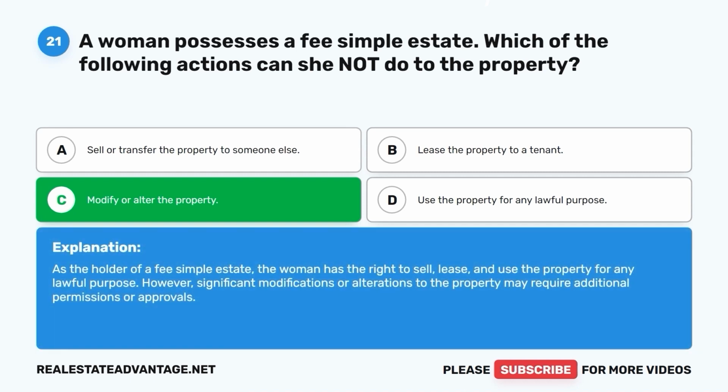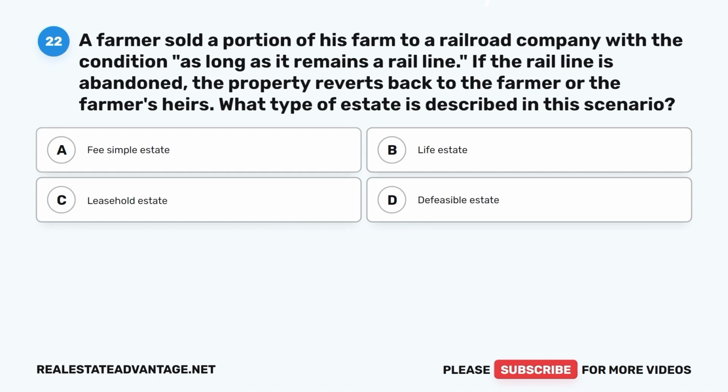As the holder of a fee simple estate, the woman has the right to sell, lease, and use the property for any lawful purpose. However, significant modifications or alterations to the property may require additional permissions or approvals. Question 22. A farmer sold a portion of his farm to a railroad company with the condition, as long as it remains a rail line. If the rail line is abandoned, the property reverts back to the farmer or the farmer's heirs.